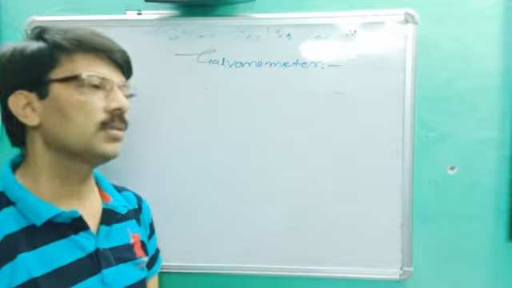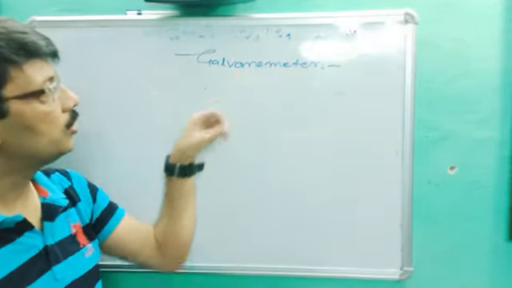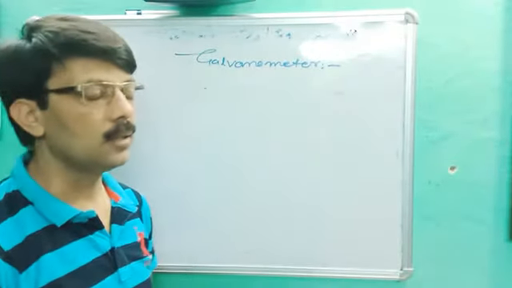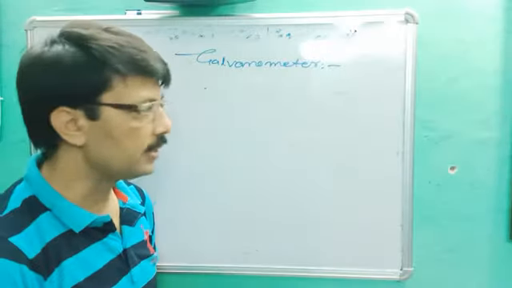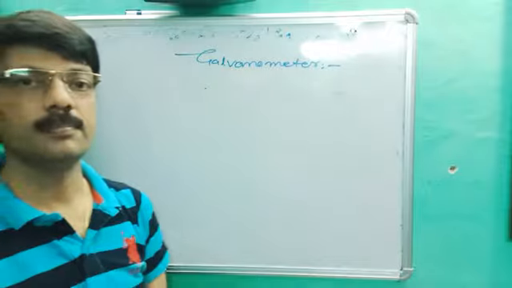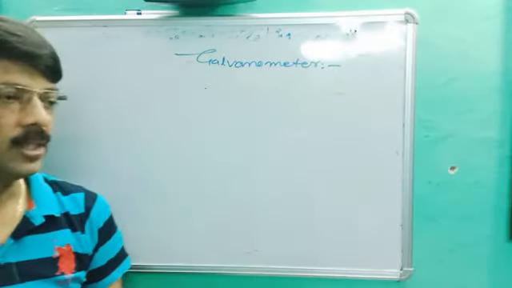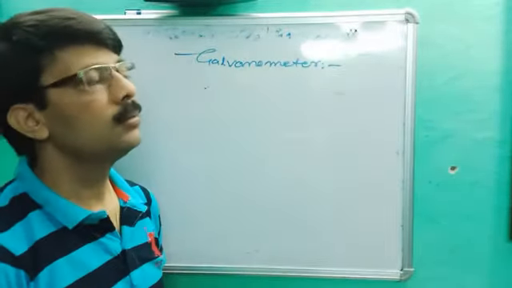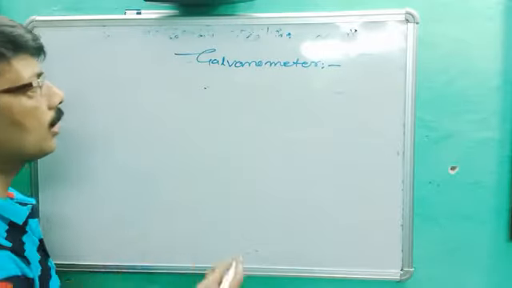Galvanometer. So first see the definition. The device which detects the current through the circuit is called galvanometer.